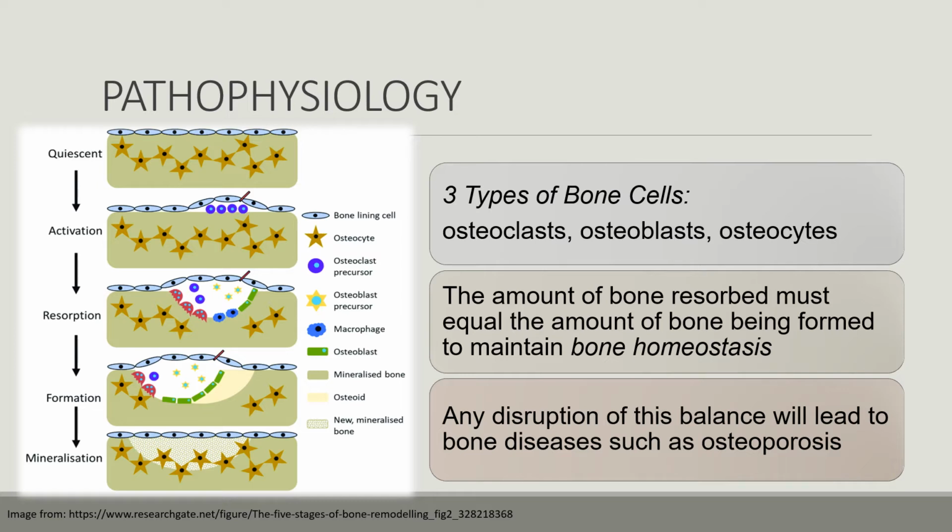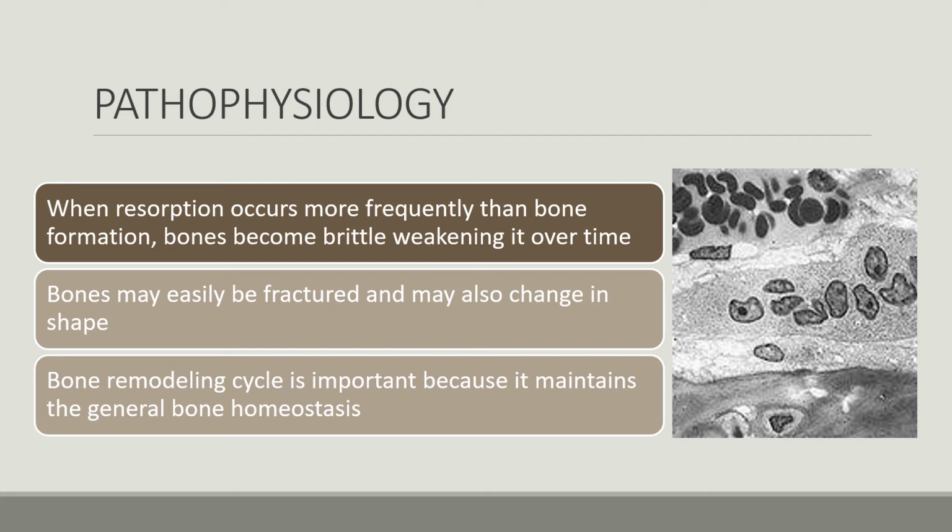The amount of bone resorbed must always equal the amount of bone being formed to maintain bone homeostasis. Any disruption of this balance will lead to bone diseases such as osteoporosis. An example of that disruption is when resorption occurs more frequently than bone formation. This causes the bones to become brittle, weakening them over time. And so this may lead to fractures and may also change the shape of the bones. So this is why the bone remodeling cycle is important because, again, it maintains the general bone homeostasis.